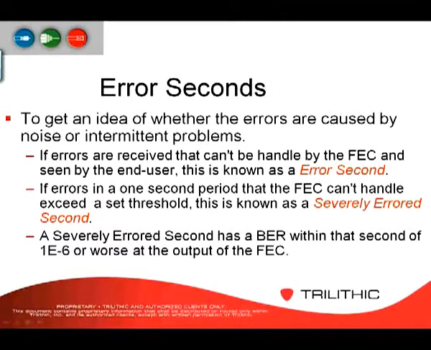So you'll also see errored seconds, to get an idea of whether the errors are caused by noise or intermittent problems. If errors are received that can't be handled by the forward error correction and seen by the end user, this is known as errored seconds. If the errors in a 1 second period cannot be handled by the forward error correction, these are considered severely errored seconds. Those will be considered like lost packets, packets that could not be interpreted properly, or individual symbols that fell outside of the decision boundaries.